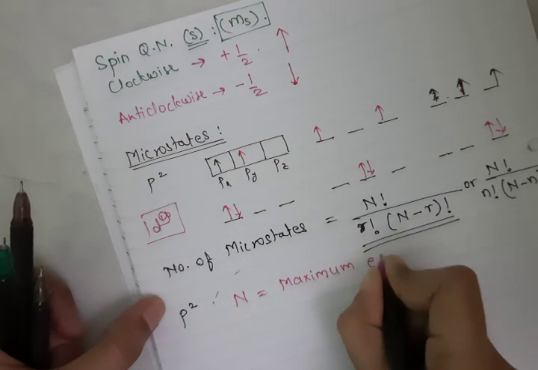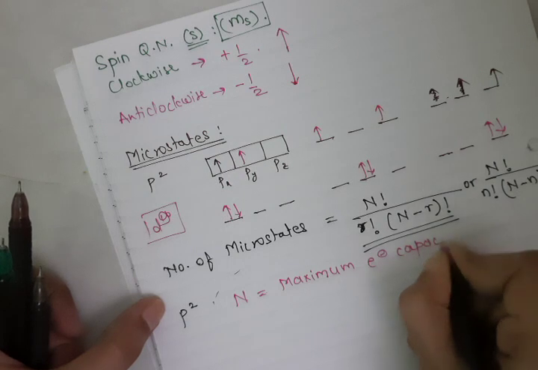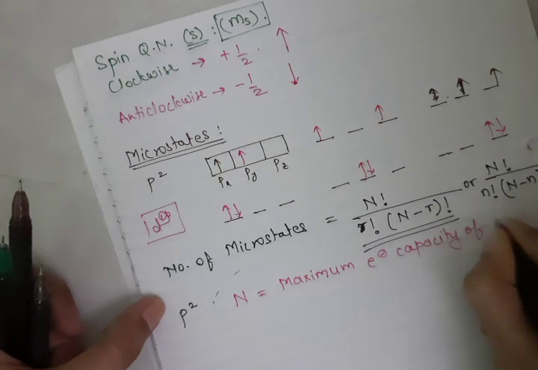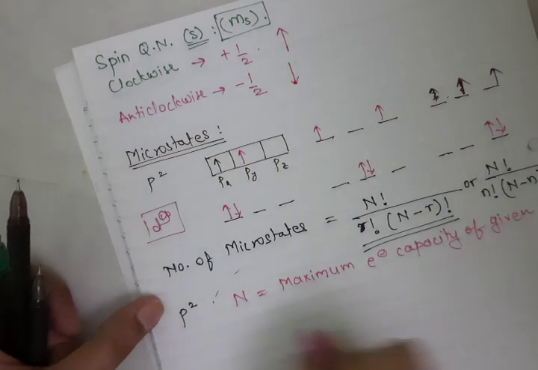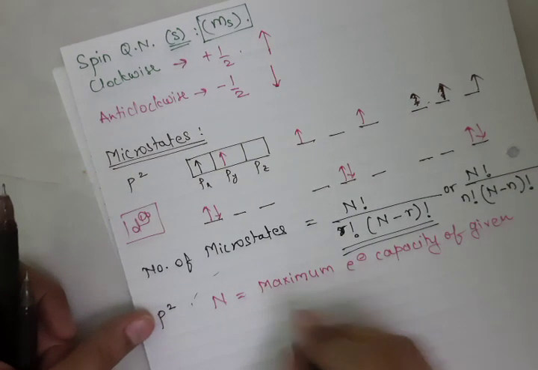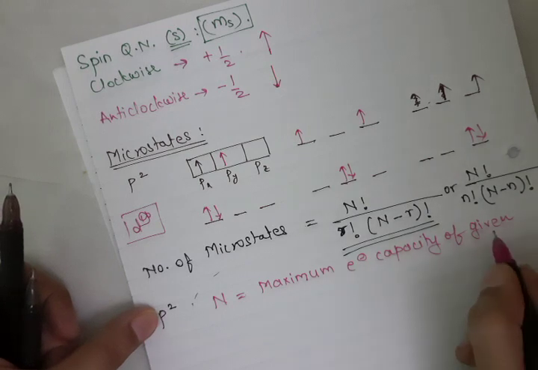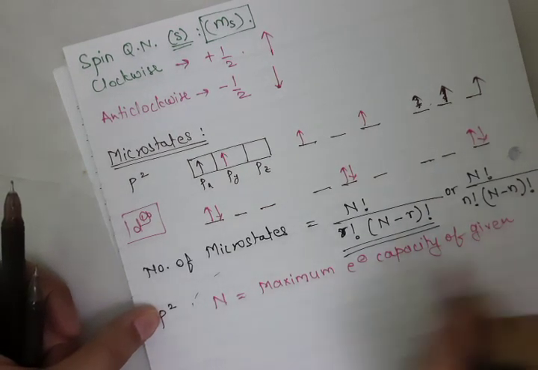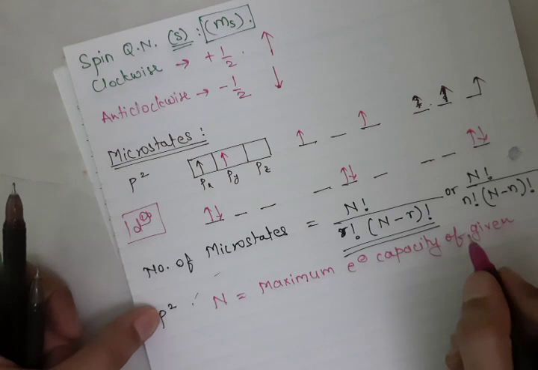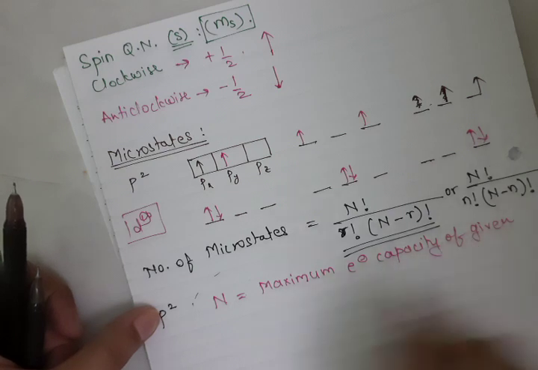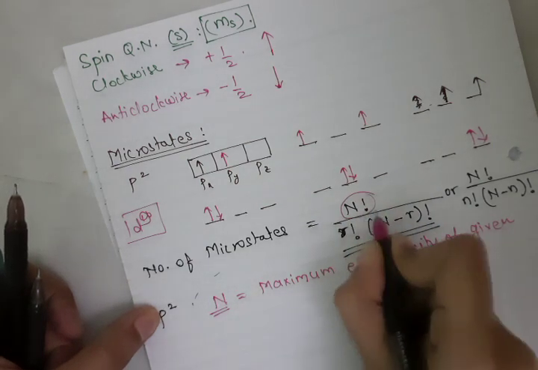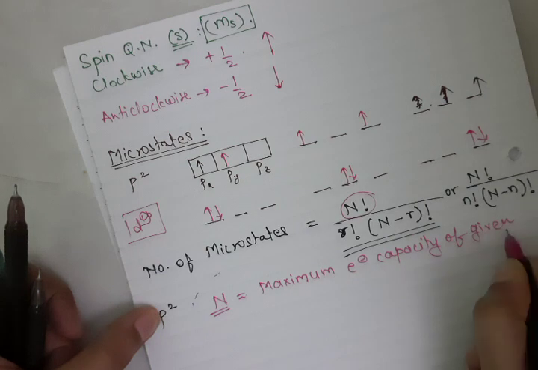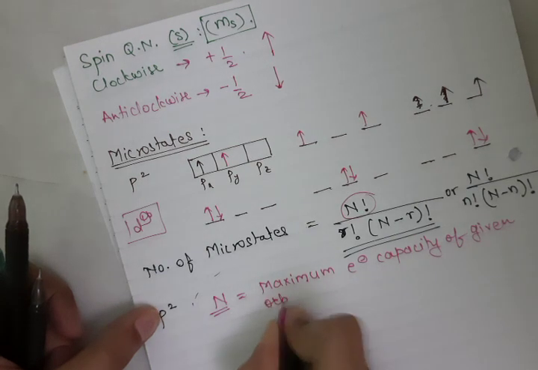maximum electron capacity of given orbital. Here p orbital is given, and we have just discussed a few minutes back that the maximum electron capacity of p orbital is 6 electrons. For d orbital it is 10 electrons. For f orbital it is 14 electrons. For s orbital it is 2 electrons. So in this formula, this n indicates the maximum electron capacity of given orbital.